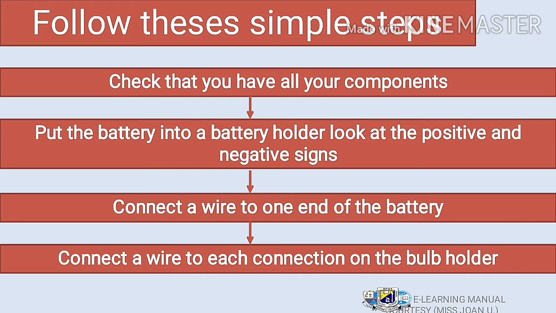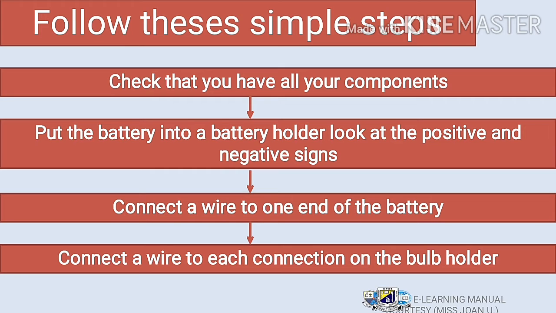The first thing you need to do is to check that you have all your components ready. Okay, after that you put the battery into a battery holder and look at the positive and the negative signs to attach the wire. Okay, if you don't have a battery holder, no problem, but you must have a battery. Get a masking tape if you don't have a battery holder. I'll tell you what to do.